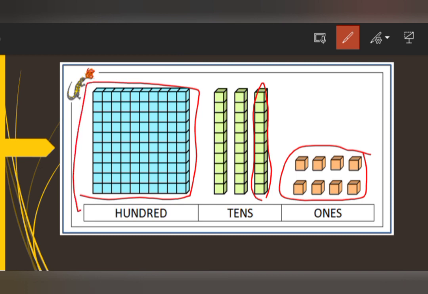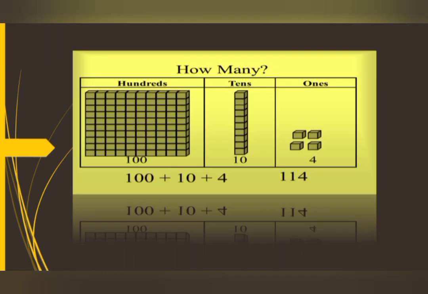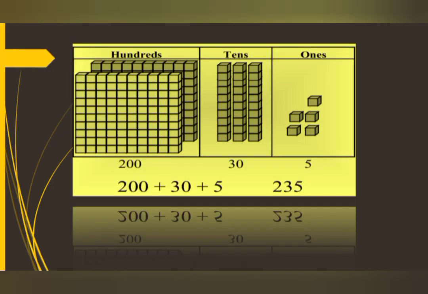Let's do a small exercise here. See here, what will be the number? Let us find it out. Here, a 100 block, a big block, is there, one standing block is there, and 4 small blocks are there. Then what is the number here? 100, 10 and 4 ones. So the answer is 114.